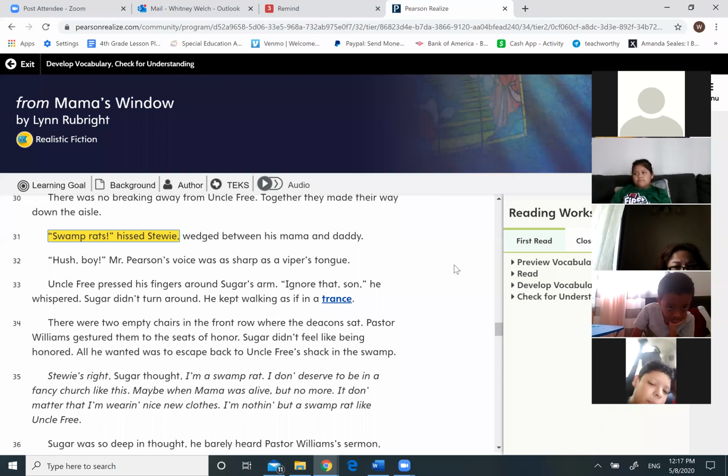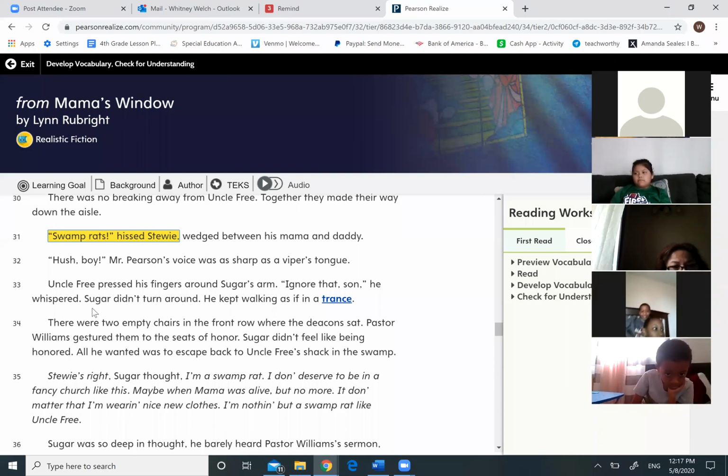Okay. It says, so as they're going down the aisle, Sugar's trying not to focus on them. It says there were 2 empty chairs in the front row where the deacon sat. Pastor Williams gestured them to the seats of honor. Sugar didn't feel like being honored. All he wanted was to escape back to Uncle Free's shack in the swamp.